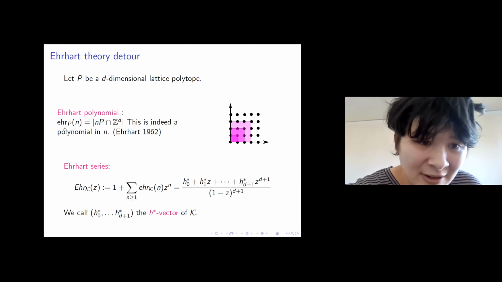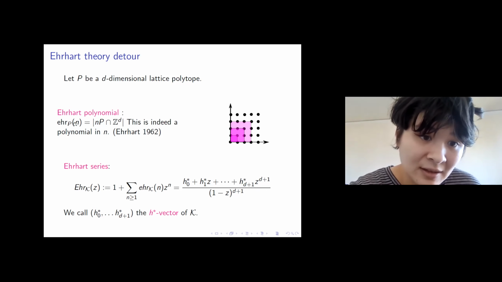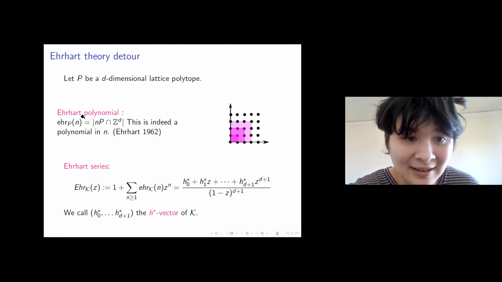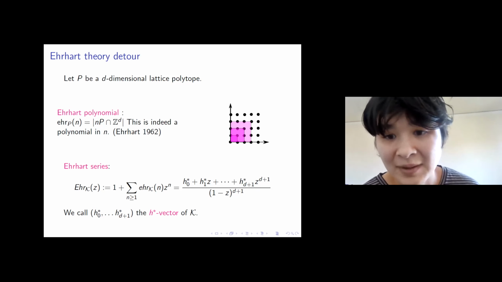So more generally, the Ehrhart polynomial of a polytope is a polynomial in N, which Ehrhart proved in 1962, and it counts the number of lattice points in the nth dilate of your polytope.